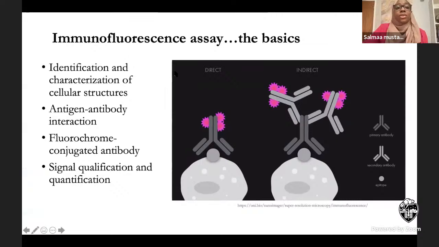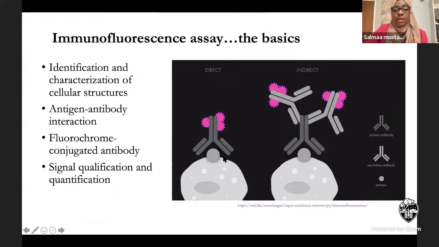And here, because we're talking about fluorescence, your antibody has to be conjugated with a fluorophore or a fluorochrome. And then afterwards, you can analyze your signals by seeing the signal intensity, that's a qualification, and then quantification, how you can interpret that signal into statistics that you can use to analyze or interpret your data. Okay, there are two basic methods, the direct and indirect methods.